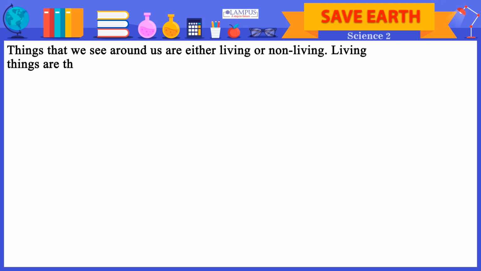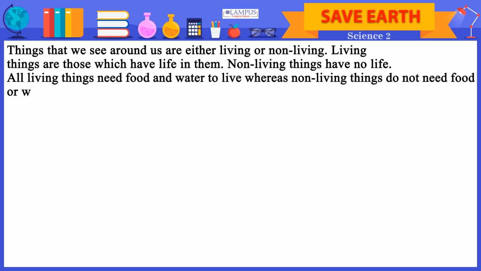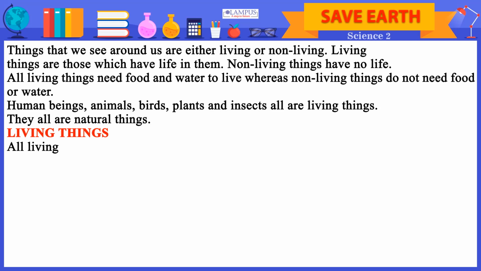Living things are those which have life in them. Non-living things have no life. All living things need food and water to live, whereas non-living things do not need food or water. Human beings, animals, birds, plants and insects all are living things. They all are natural things. Living things. All living things grow.